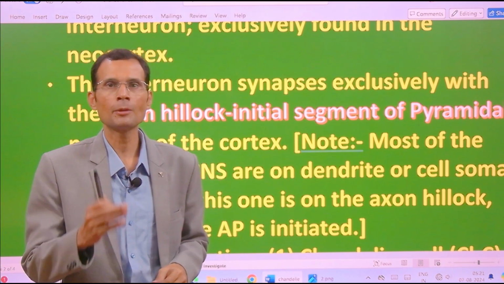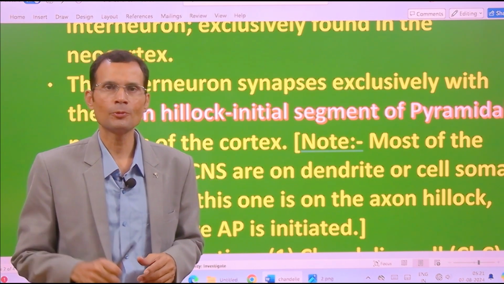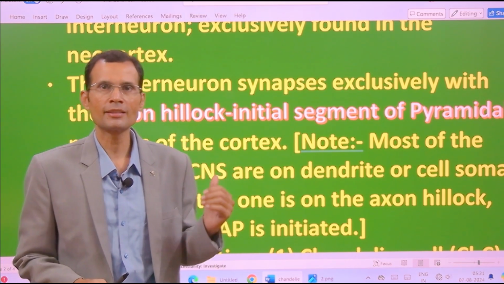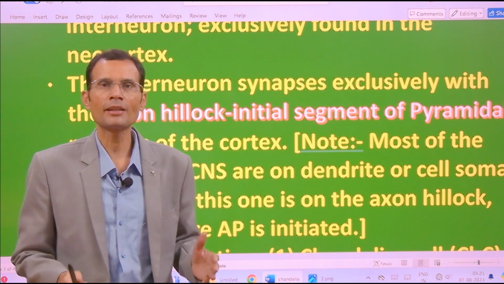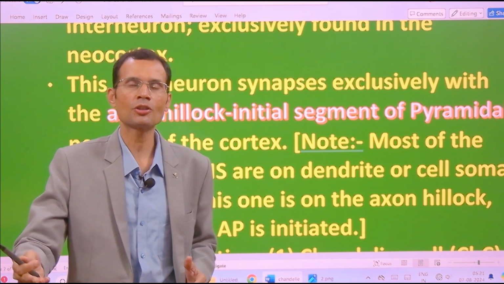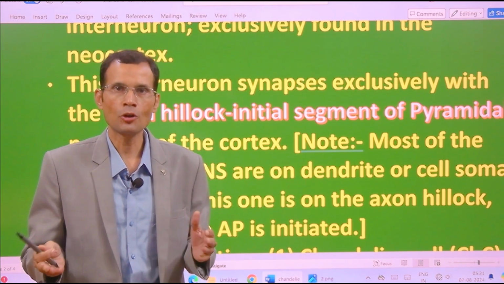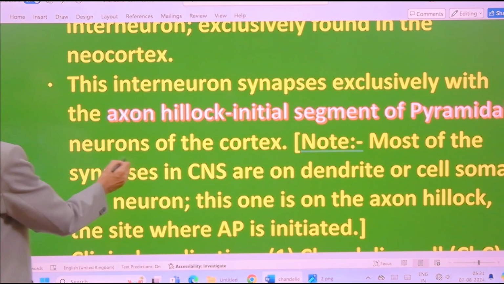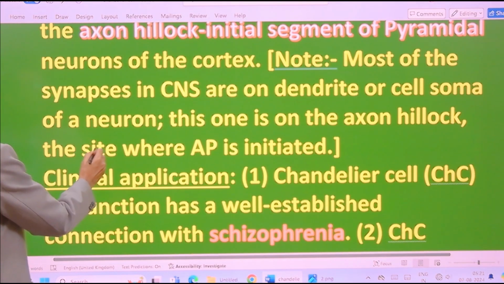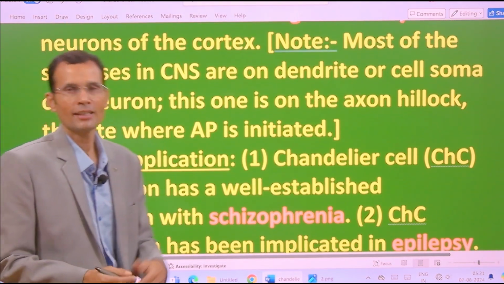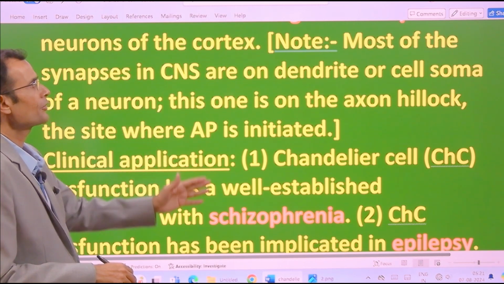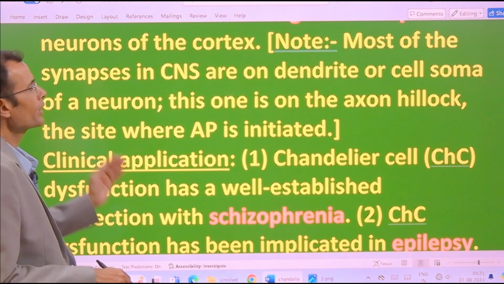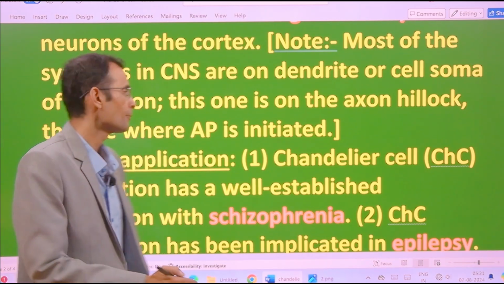If you have read the pyramidal tract, 3% of the fibers of the pyramidal tract start from this giant Betz cell or pyramidal cell. So basically, it is involved in initiation of the motor activity, contractions of the muscles involved in the various movements. Right. Note, most of the synapses in the CNS are on the dendrite, as I mentioned just now, either on the dendrite or on the cell soma. This one is on the axon hillock, the site where the action potential is initiated.